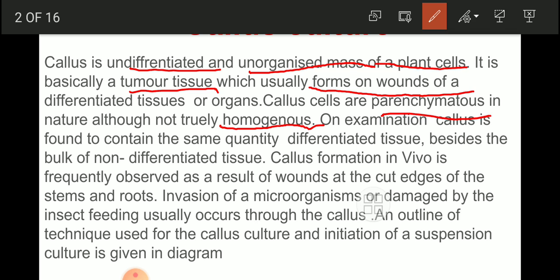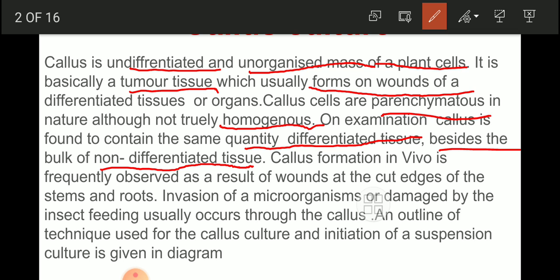On examination, callus is found to contain some quantity of differentiated tissue besides the bulk of non-differentiated tissue. Differentiated and non-differentiated, we can find both there. So again I have to tell you that callus is nothing but an unorganized and undifferentiated mass of tissue.